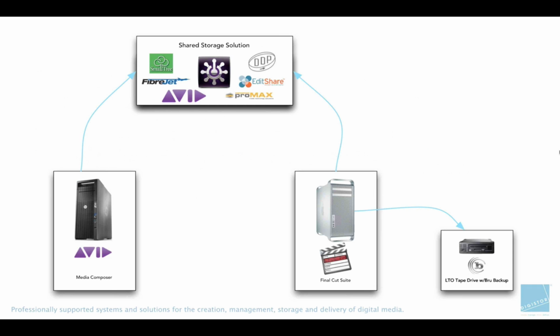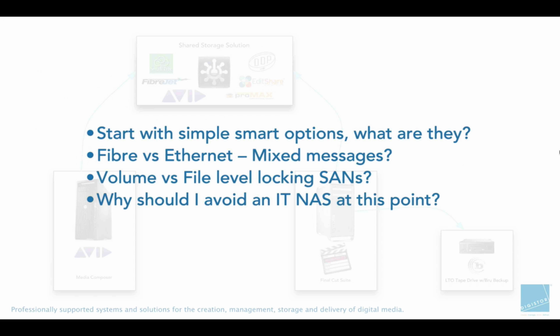So this is pretty much what a first SAN scenario looks like. You've probably got an LTO tape drive there for doing your backups. You want to start with simple and smart options. So what are they? Traditionally, they're your cheaper ones. They're a volume level locking SAN, which we think is probably good to take up to about 8 users, and is normally quite a cheap option.